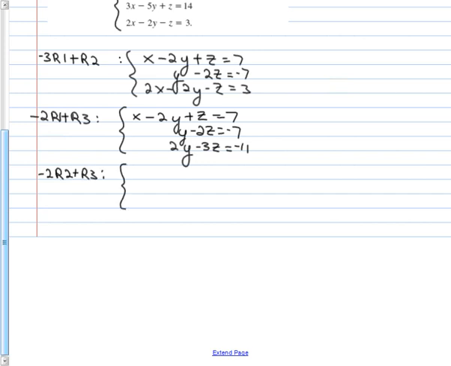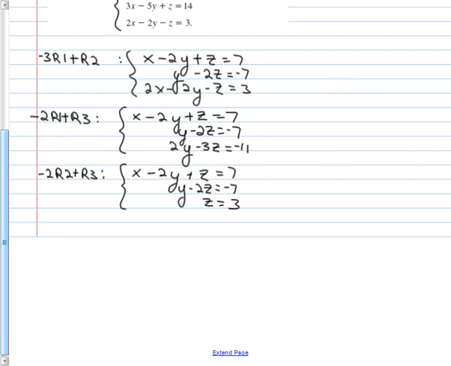Negative 2 times row 2, and add it to row 3. So here will be our answer from doing that. First equation, not even using. Second equation, even though I'm using it, I just recopy it. And now I'll do that math of negative 2 times row 2 and add it to row 3. Negative 2y plus 2y, 0y's. Let's see, 4z minus 3z, z, that was convenient. Negative 2 times negative 7, so 14 minus 11, 3.